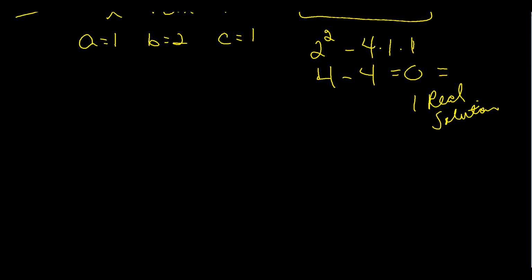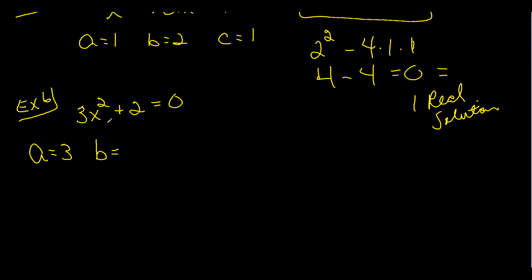All right, let's try another one here. This is example 6, and it is 3x squared plus 2 equals 0. All right, so if I go ahead and label this, a equals 3, b equals, well, I don't have a b here. So b must be 0. Then c equals 2.